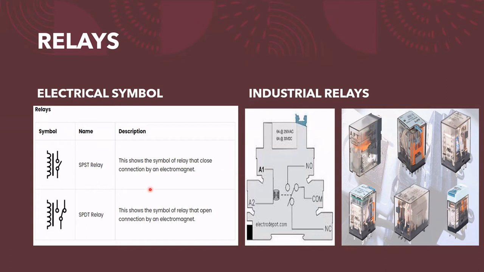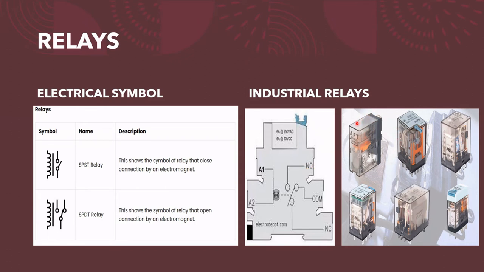The relay has a coil, which is represented by this part over here. Whenever the coil is energized, that means if I put my power on A1 and A2 of this relay, the coil will be energized and create a magnetic force. With that magnetic force, it will pull this switch to this terminal over here, and the whole thing is going to be energized, and you can take your output from this point over here.